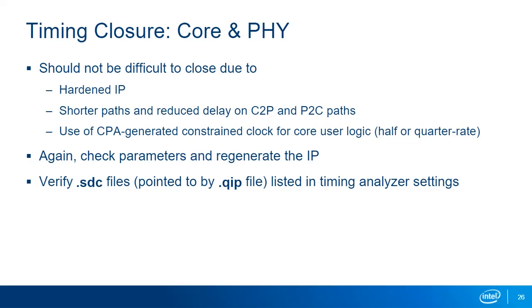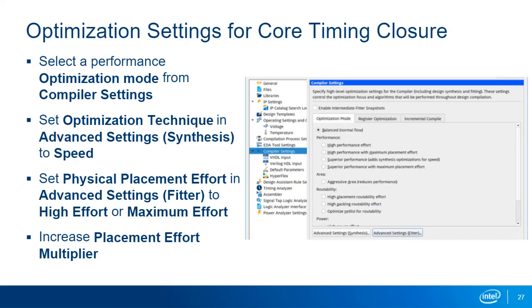Verify that the .sdc files generated by the IP are listed in the project's timing analyzer settings. If necessary, you may need to enable optimization settings to help close timing in the core. Try adjusting the synthesis and place and route optimization settings listed. See the Intel FPGA training website to find training about other basic techniques for closing timing.